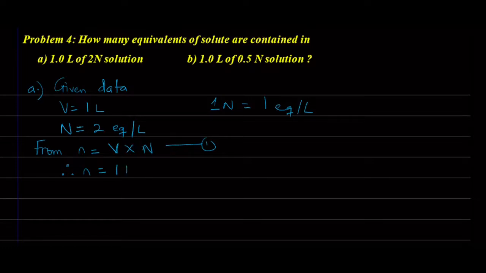So in that case, the number of equivalents is equal to the volume given, which is 1 liter, times the normality value, given as 2 equivalents per liter. With the help of the units, liter cancels liter. So we are going to have N equals 1 times 2 equivalents, and we are going to obtain 2 equivalents as our answer. So this is the number of equivalents present in 1 liter of 2 normality solution.